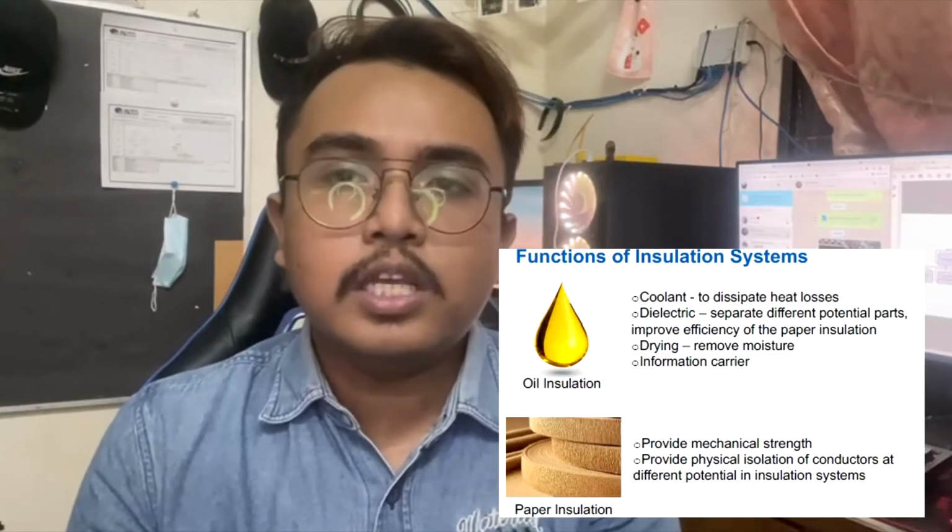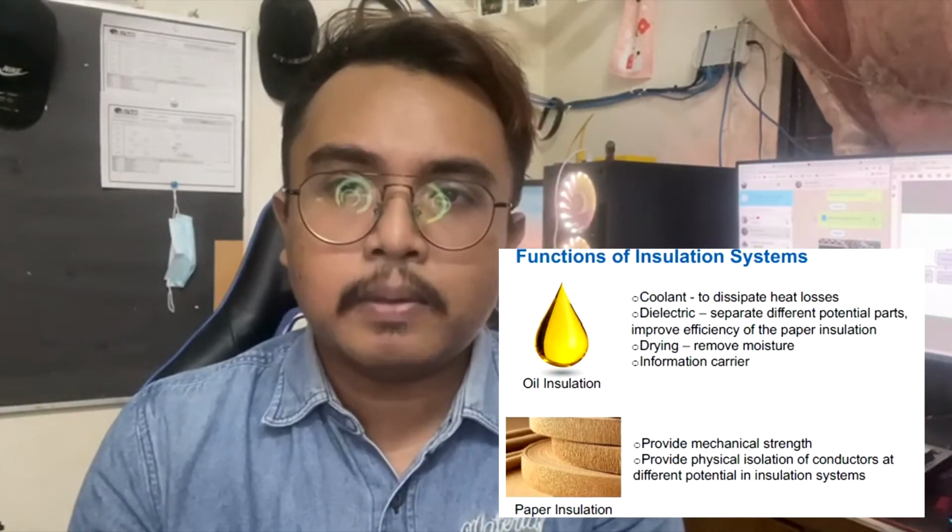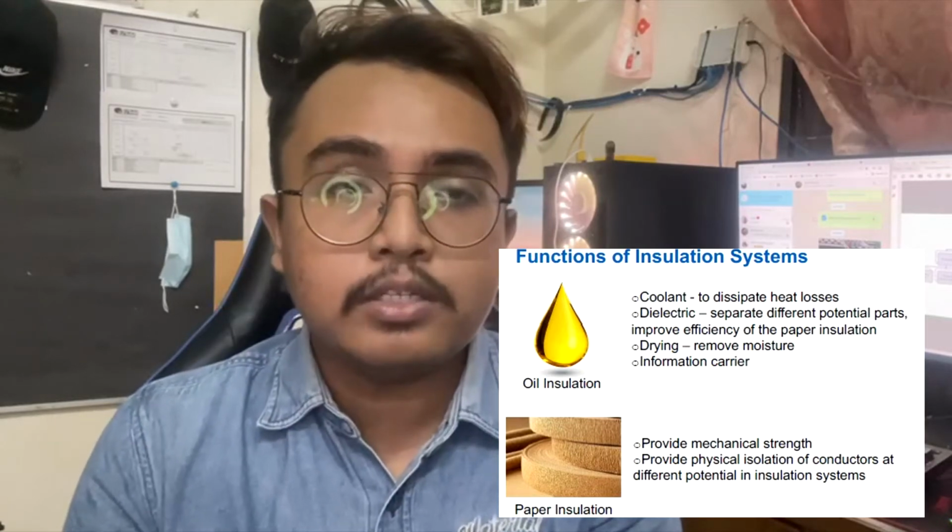I would like to share with you about the transformer insulation system. The power transformer insulation system consists of two primary components, which are liquid and solid. The liquid is the oil insulation, and the solid is the paper insulation.